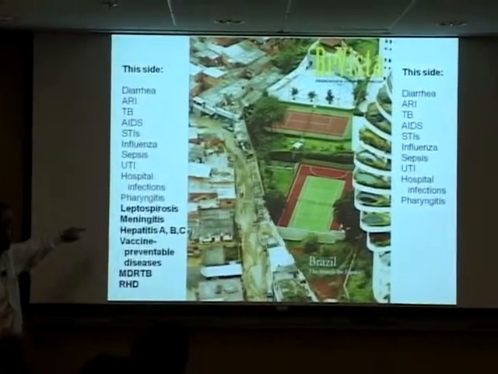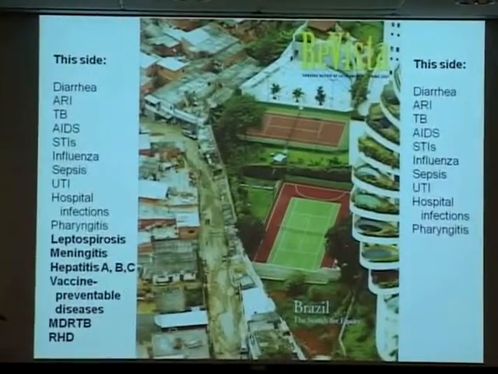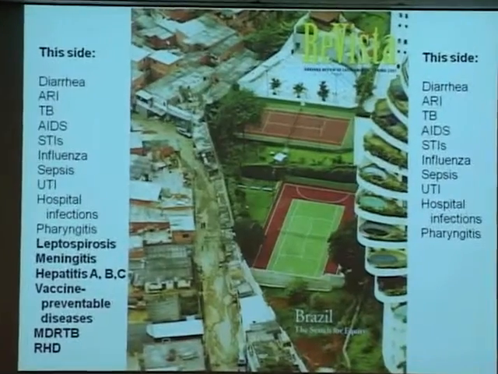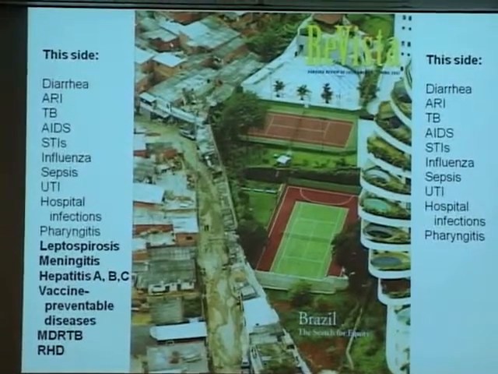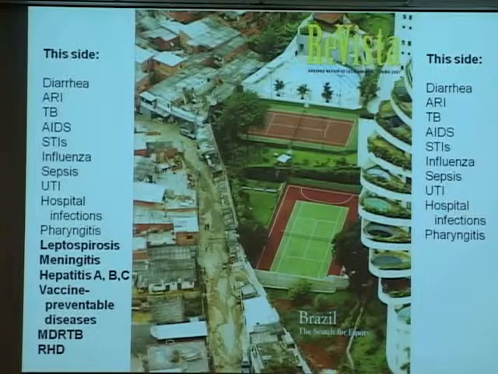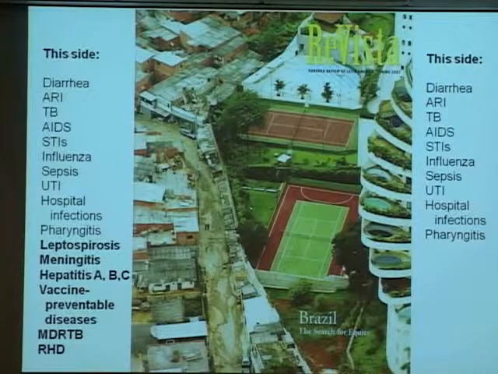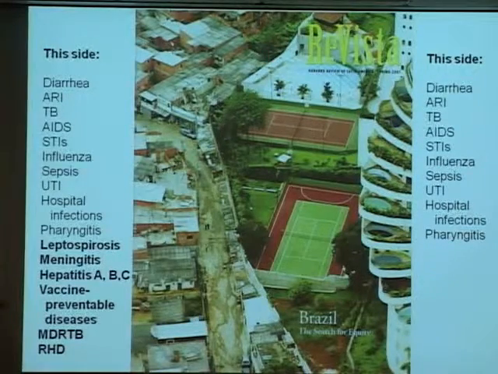Leptospirosis, meningitis, all the hepatitides, vaccine-preventable disease, multi-drug-resistant TB, and rheumatic heart disease. And I'm actually going to talk about two diseases today, leptospirosis and rheumatic heart disease, because these are probably diseases you've probably never seen unless you've worked in places like this.